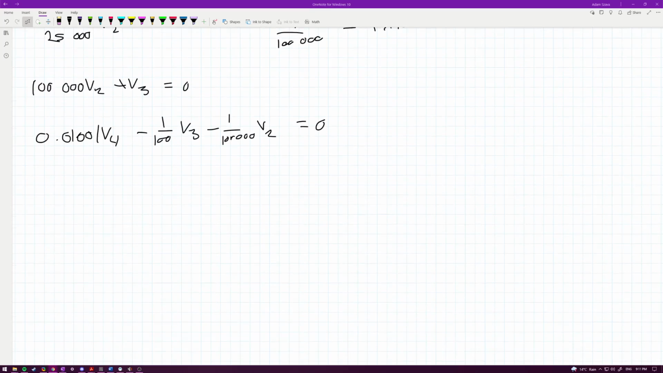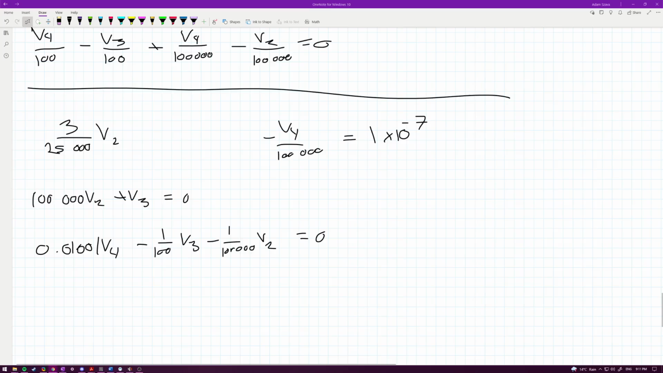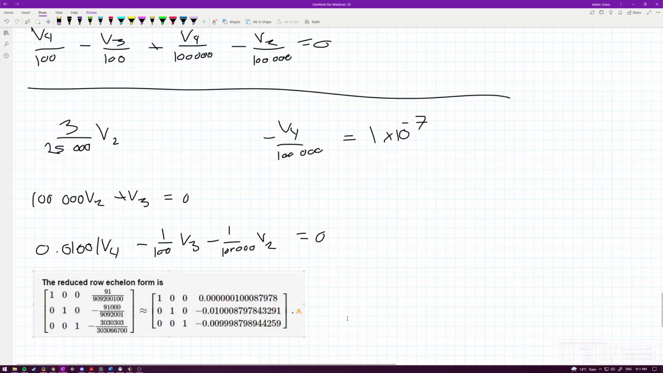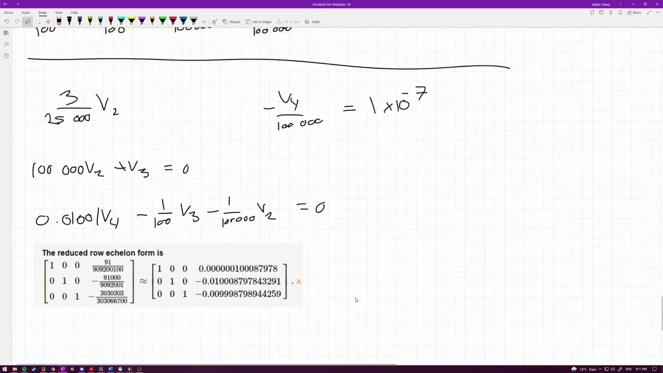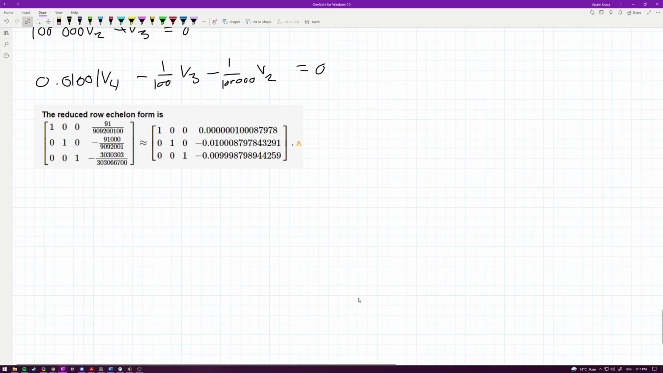Let's see if we get anything, any kind of value. Does anybody have the answers for this one? I do. Slater? Yeah, you do? Okay, yeah. So this is what I get out of my RREF. So we said VO was V4. That's the last one. So is the answer negative 0.001 or negative 1 millivolt? Hold on.